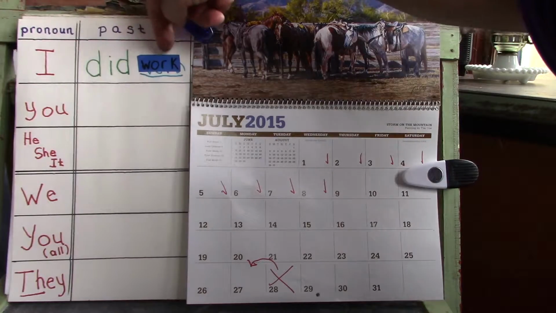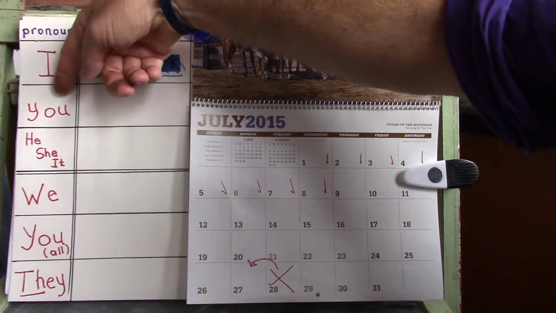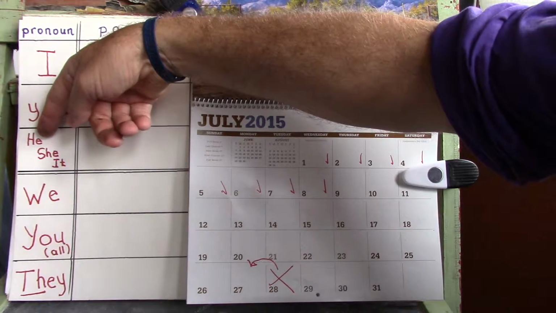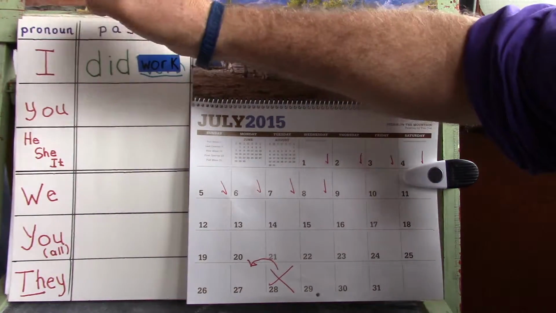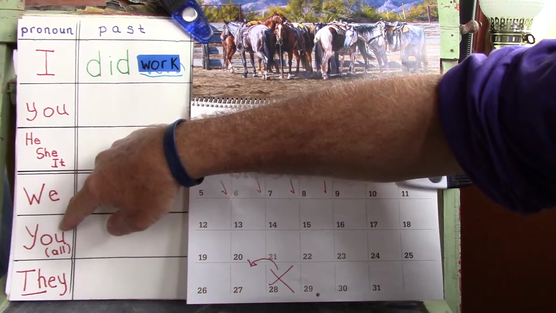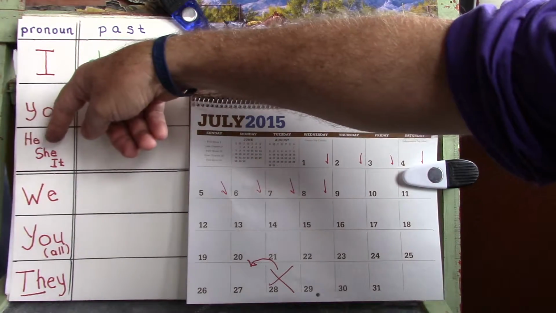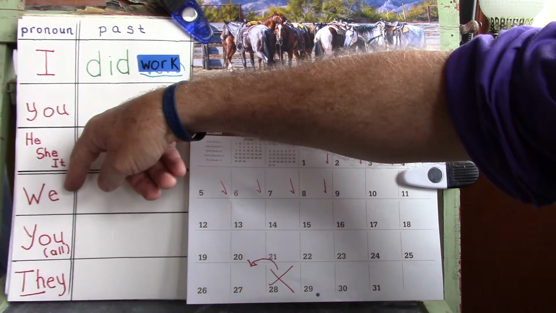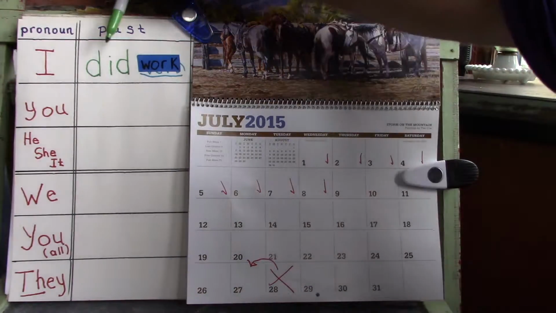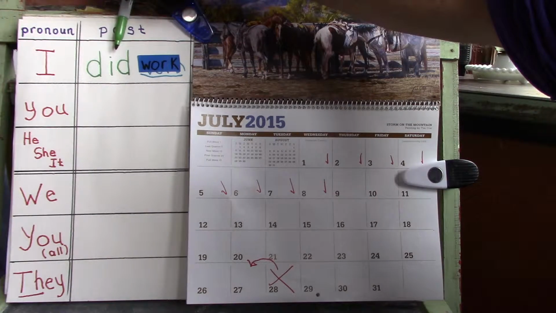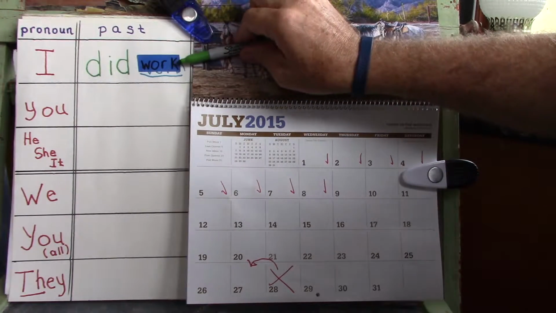I did work. Remember our pronouns: first person I, second person you, third person he, she, it, masculine, feminine, neuter. Plurals, we, you all, and they. I, you, he, she, it, we, you all, and they. Alright. Auxiliary verb did shows past. And then the action verb work, trabajar.